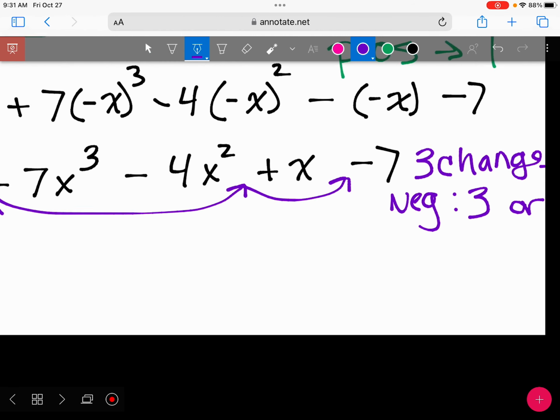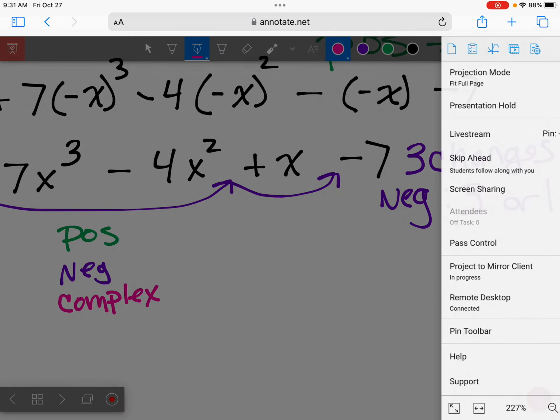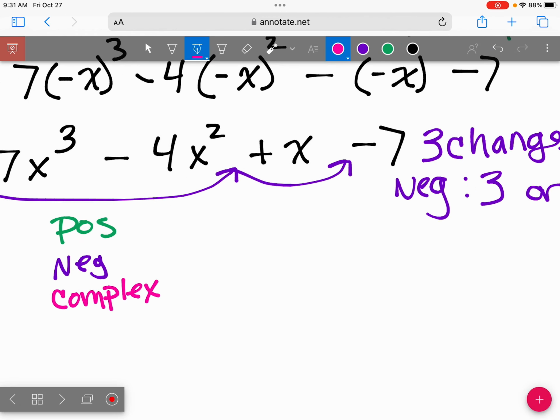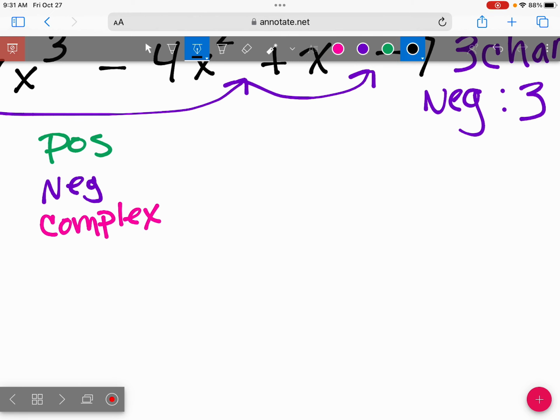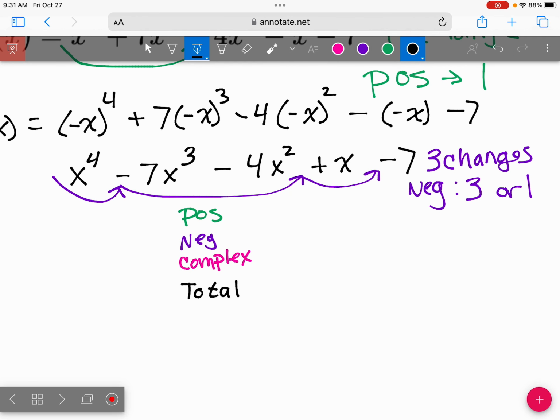So when we make our list of options with our positive, our negative, and our complex, I'm going to give us more space at the bottom, which means I'm going to change our view so you can actually see what I'm writing. How many total roots do we need to have on this? 4. So no matter what, we need to have a total of 4. We know we're going to have 1 positive root. It's the only option we have.